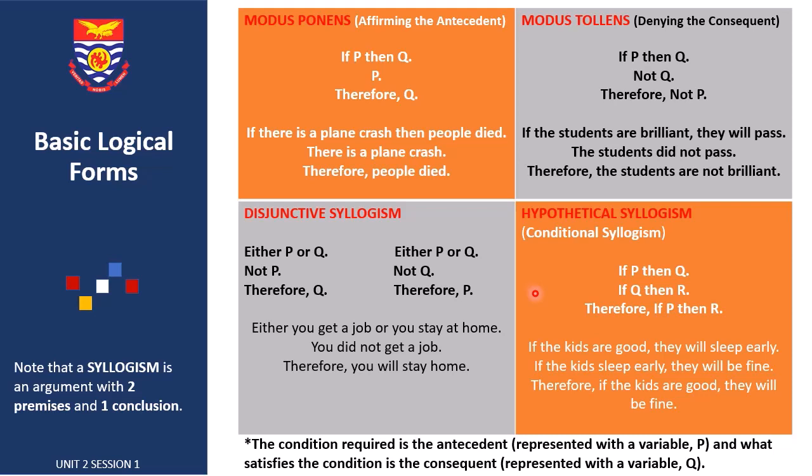If the kids are good, they will sleep early. If the kids sleep early, they will be fine. Therefore, if the kids are good, they will be fine. Now, this is also a deductive and valid argument, right? You can write some examples by yourself. Just follow the structure. Know what you identify as P and what you identify as Q, and by following the structure, you can write out several valid deductive argument examples for yourself, right?